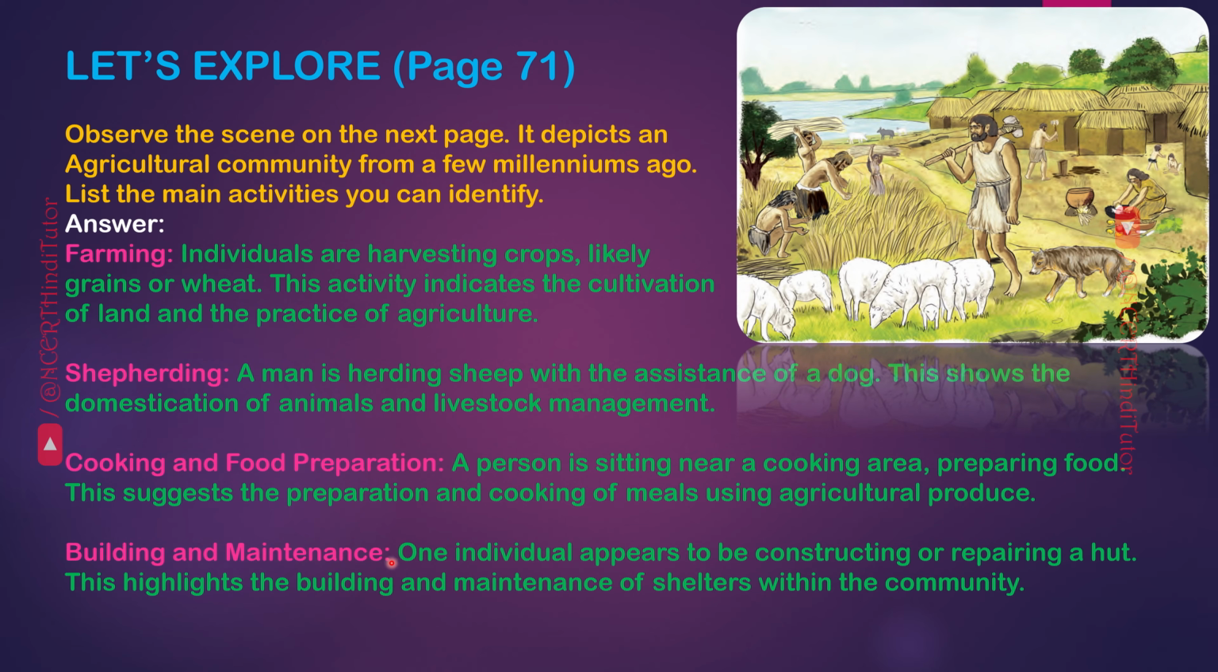Next, building and maintenance. One individual appears to be constructing or repairing a hut. This highlights the building and maintenance of shelters within the community. So, friends, here is farming, this is shepherding, next, cooking and food preparation, the next, building and maintenance.